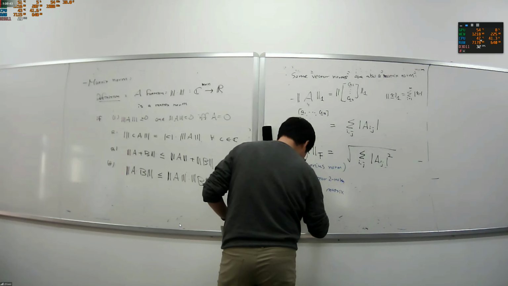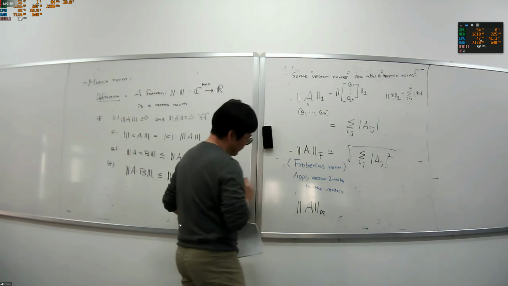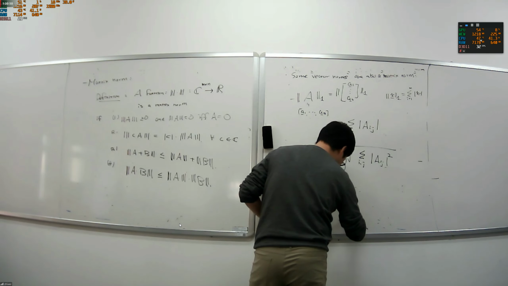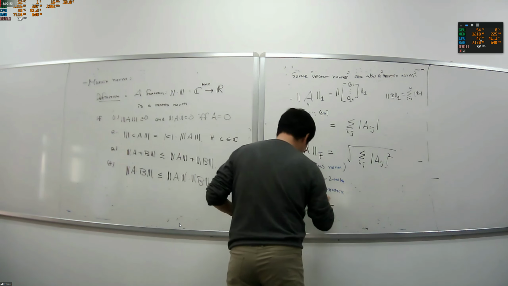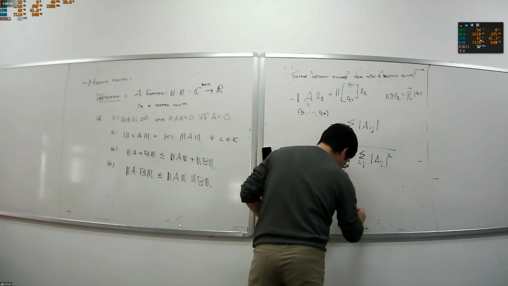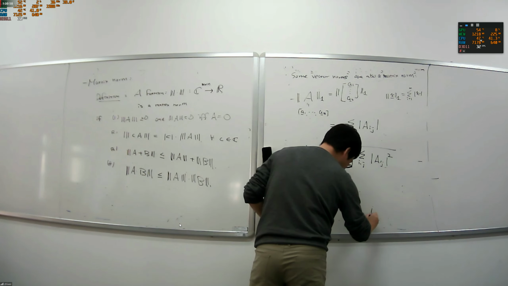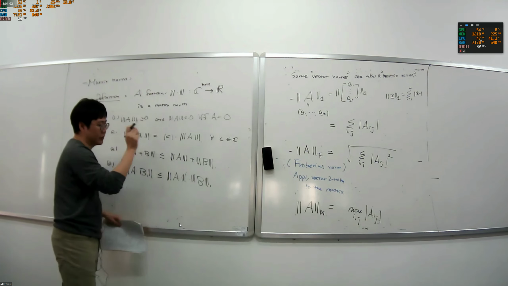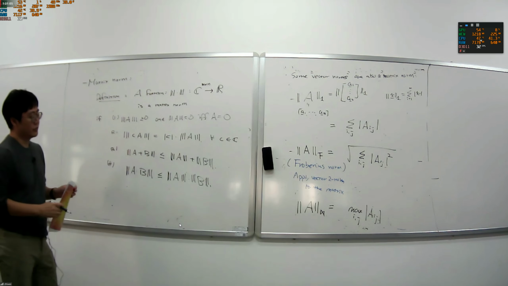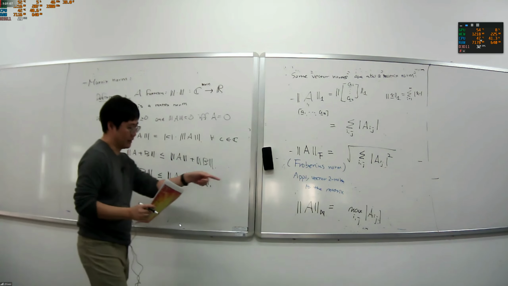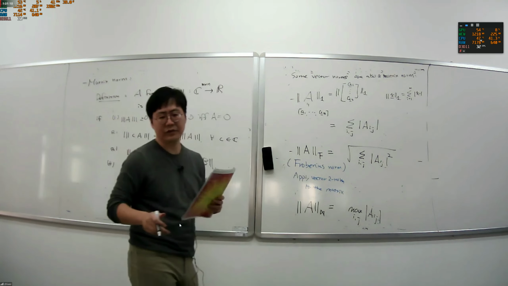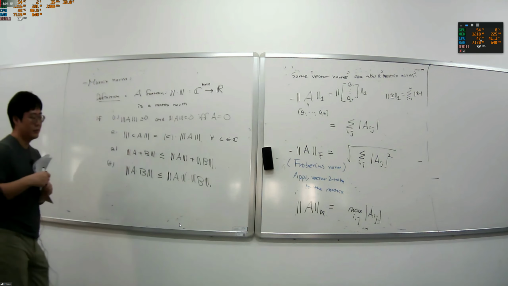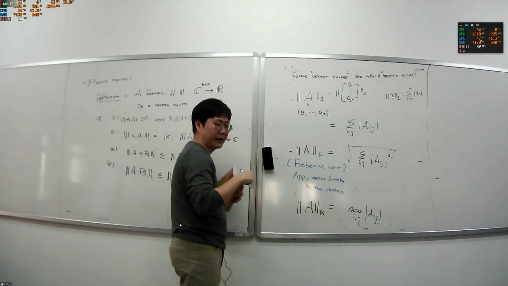Now how about the infinity norm? The infinity norm is taking the largest element in absolute value. If you apply the infinity norm directly to a matrix, it is not a matrix norm.